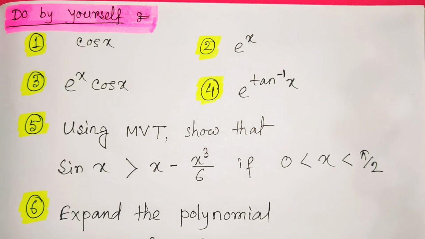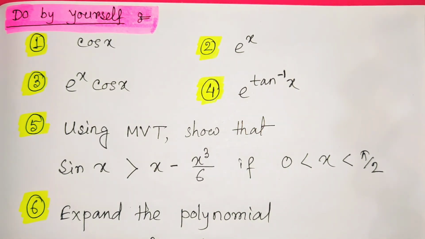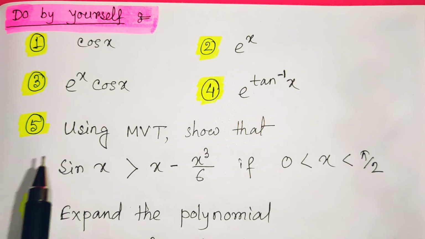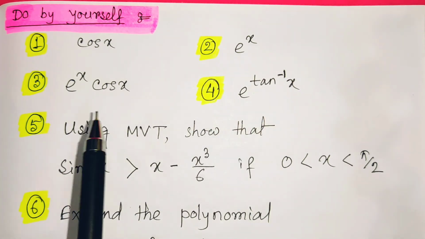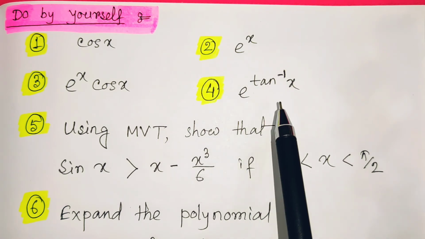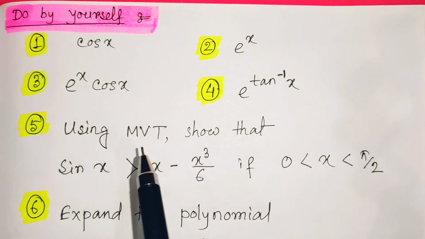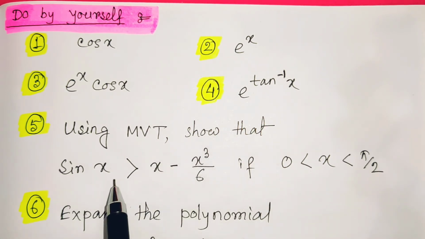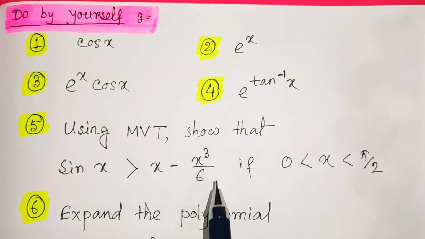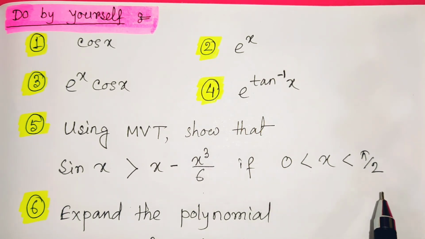So the first question is the function cos x. What you will do is, for the first four functions, find the finite and infinite series both. The first function is cos x, second is e to the power x, third is e to the power x into cos x, fourth is e to the power of tan inverse x. Now the fifth question is: use MVT to show that sin x is greater than x minus x cubed by 6 if x lies between 0 and pi by 2.